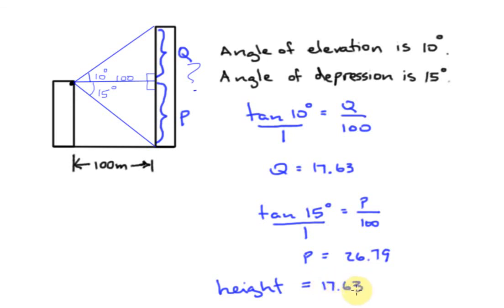And so the height of the building, the taller building, is equal to 17.63 plus 26.79, which calculates out to 44.42 meters. And there we have it, the height of the second taller building.